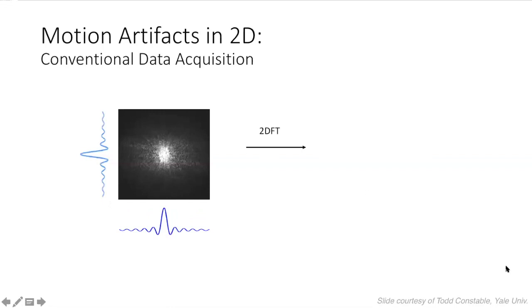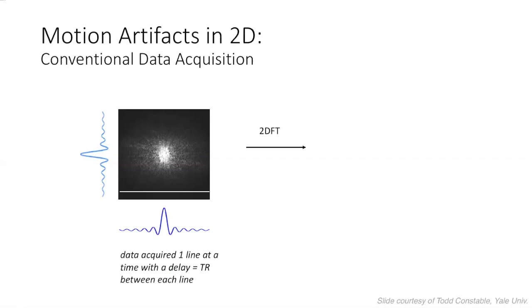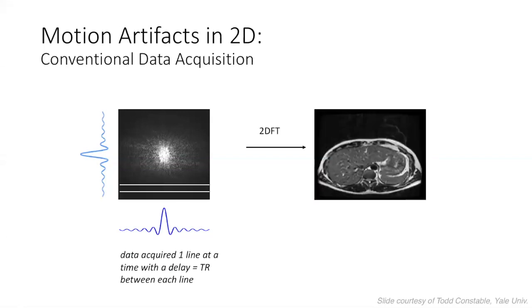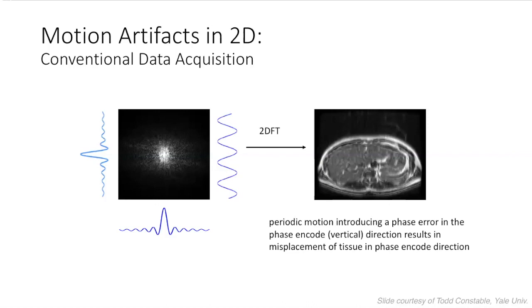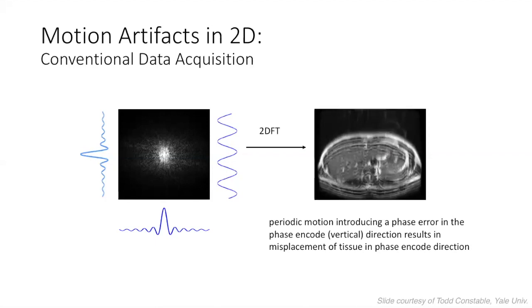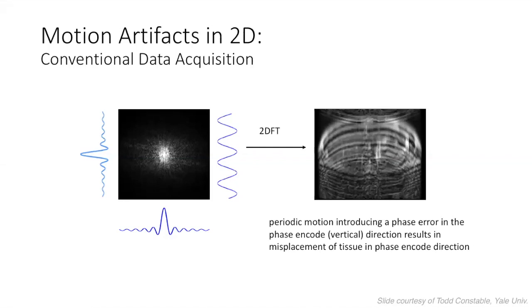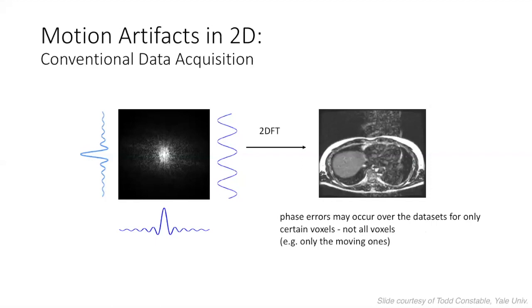So if we look at a 2D acquisition, you're acquiring your data, everything's fine. You do your 2D FFT and you don't really have much motion. You get the image that you want. But now you've introduced this periodic motion that results in a phase error along the phase encode direction, which is vertical in this case, and you start getting these replicates, these ghosts of your object, and it can get really, really severe depending on how much motion there is.